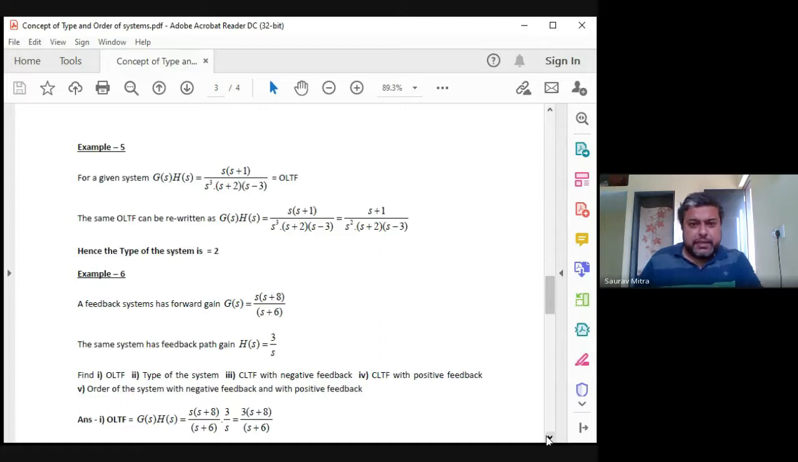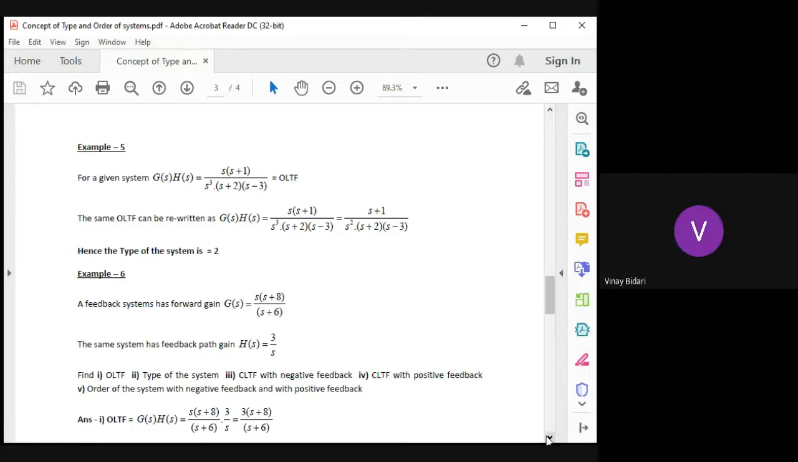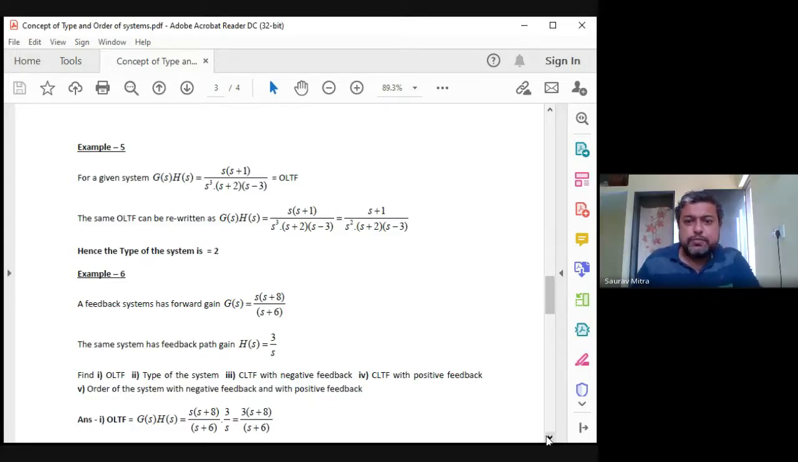Example 5, understandable? Why is this a type 2 system? Because there is an s cube in the denominator and an s in the numerator. That s and s cube cancel each other, so the denominator of GSHS is s square. S square means the power of s is 2. That means this is a type 2 system.